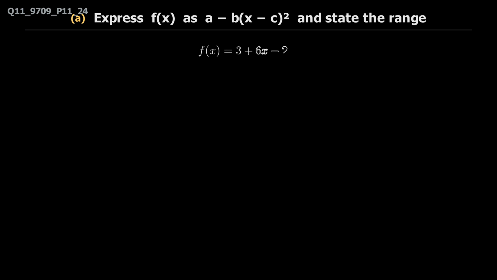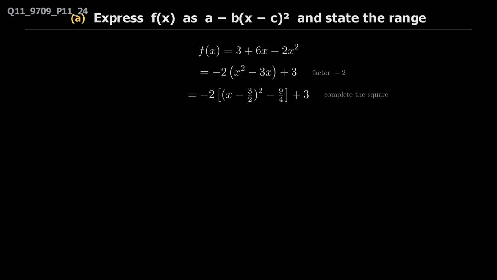Start from 3 plus 6x minus 2x squared. Factor negative 2 from the quadratic part. Complete the square inside the bracket. Expand the negative 2 through the bracket. So A is 15 halves, B is 2, and C is 3 halves.